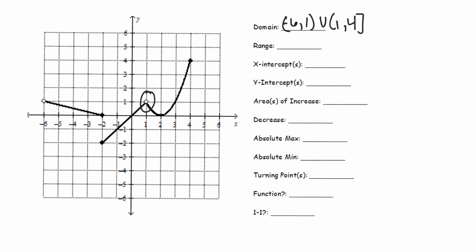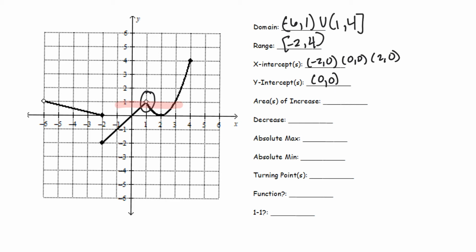The range: the graph goes down to -2, and then it goes all the way up to +4. So in the range, this is not affected because there's a closed dot on that y value. X-intercepts, so we have (-2, 0), (0, 0), and (2, 0). Y-intercepts, so where it crosses the y-axis, (0, 0).